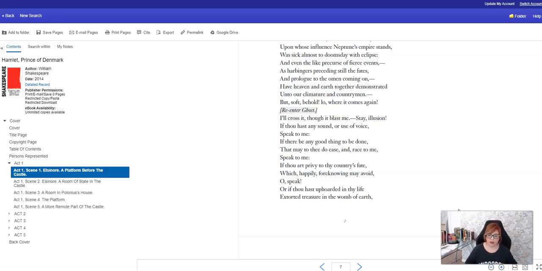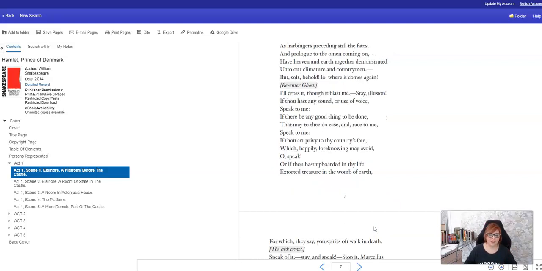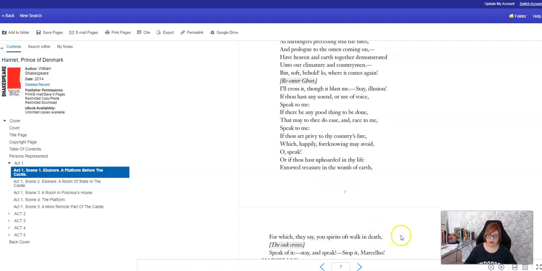Give me some foreknowledge. And then this last one, I really like this last one. He goes, or if thou hast uphoarded in thy life extorted treasure in the womb of earth, for which they say you spirits oft walk in death. So this last thing, extorted treasures in the womb of earth, he asks him if he has any buried treasure. He's like, have you hidden any treasure? Have you buried it in the ground? And if so, give me a heads up, because I would love to have all the treasures.